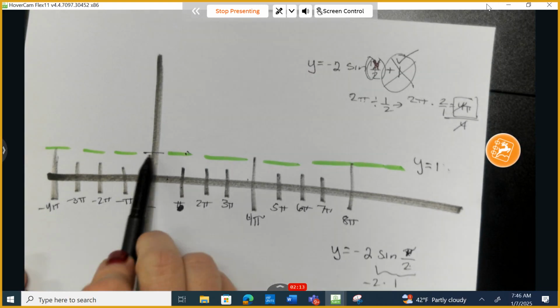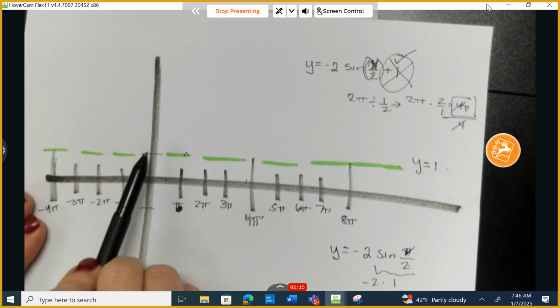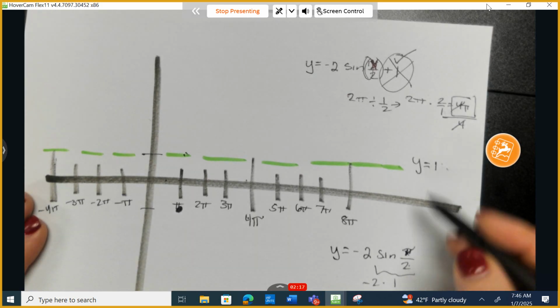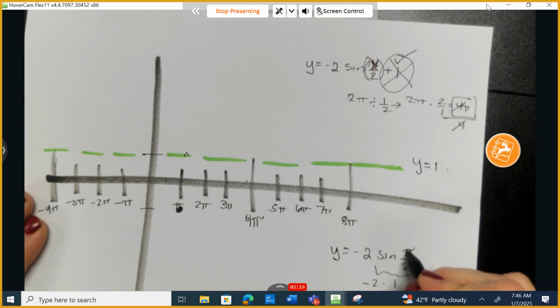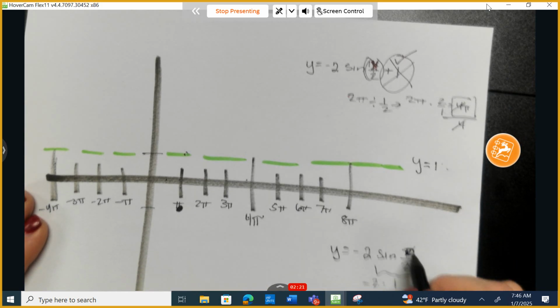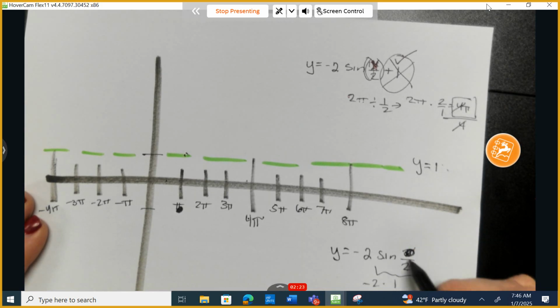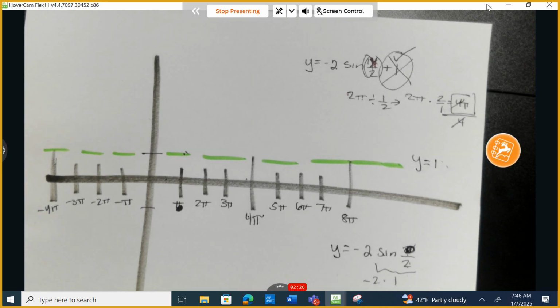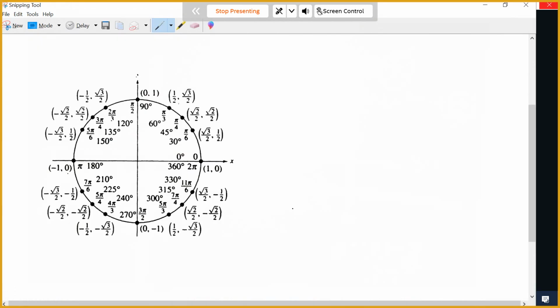Like I did last time, I forgot. I should have evaluated 0. I should have started with 0. So let's go back and do 0 here. If I change this x to a 0 instead of pi, 0 divided by 2 is 0. Let's evaluate the sine at 0. The sine at 0 is 0. And 0 times -2 is 0.